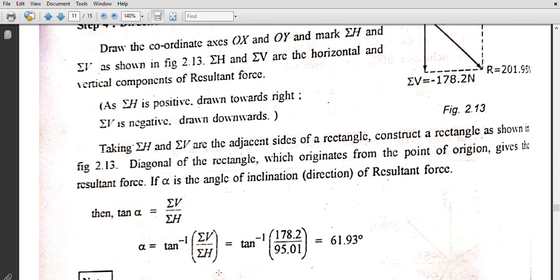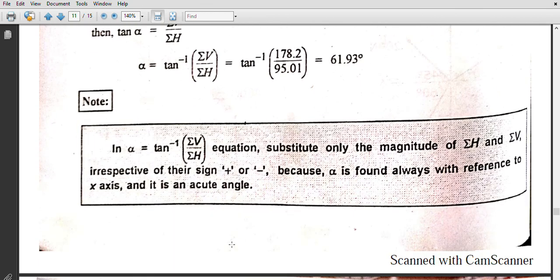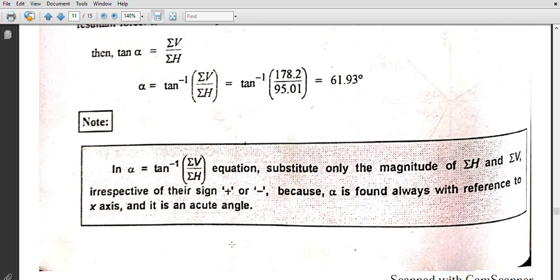The formula is alpha is equal to tan inverse of summation V by summation H. You can get 61.93 degree. Okay, thank you, students.